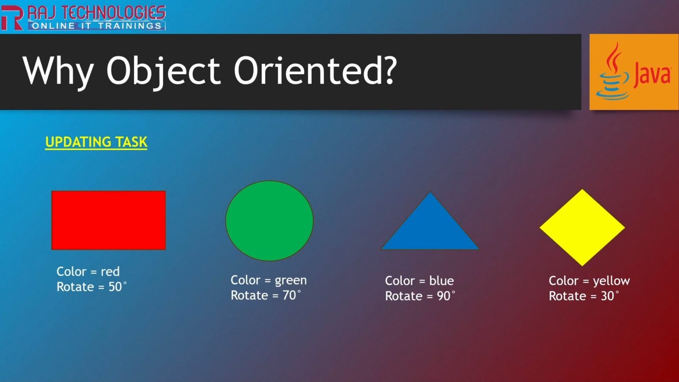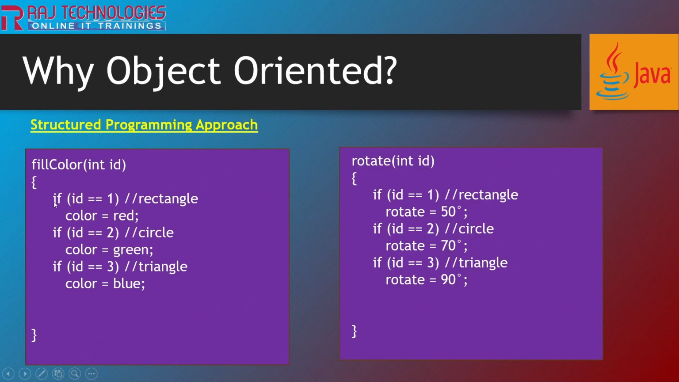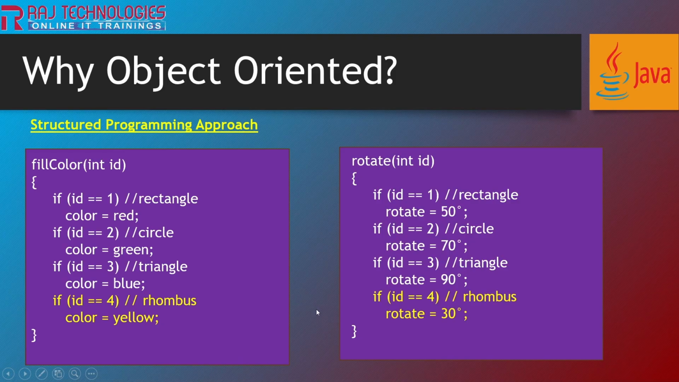So what steps do we have to follow in the structured approach? In this fill color function, we should write the code like: if id equal to 4, that is rhombus, we have to change the color to yellow. Similarly, in the rotate function also, we should write: if id equal to 4, that means rhombus, rotate equal to 30 degrees.